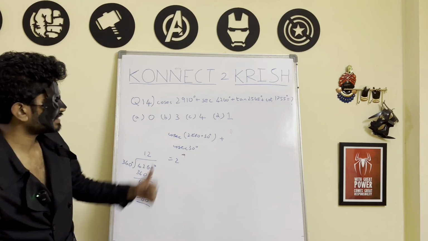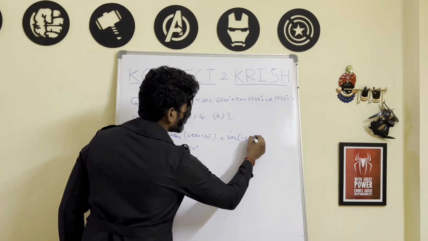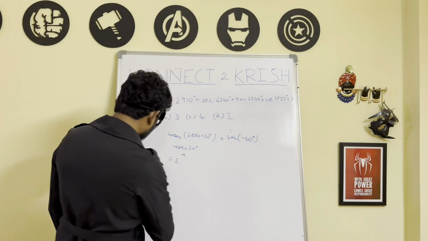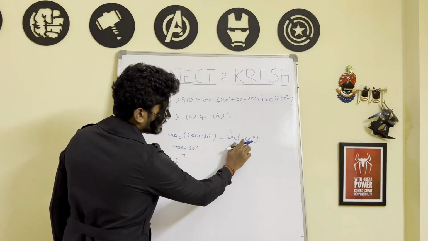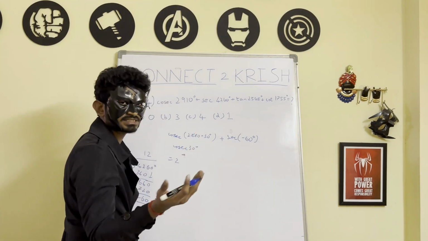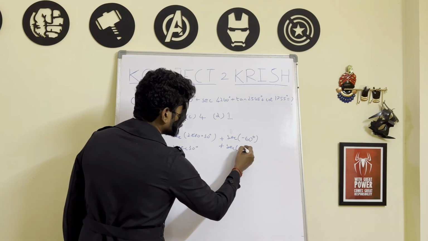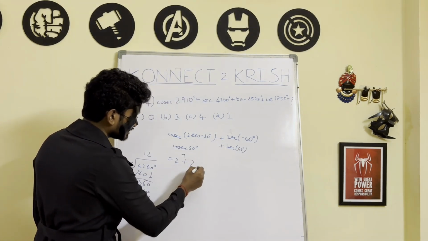So this is nothing but secant of minus 60 degrees, because 360 into something will get eliminated, right? 360 into 12 will get eliminated, minus 60 degrees will be left. Secant of minus theta is nothing but secant theta. This is nothing but plus secant 60 degrees. So this is nothing but again 2, plus 2.